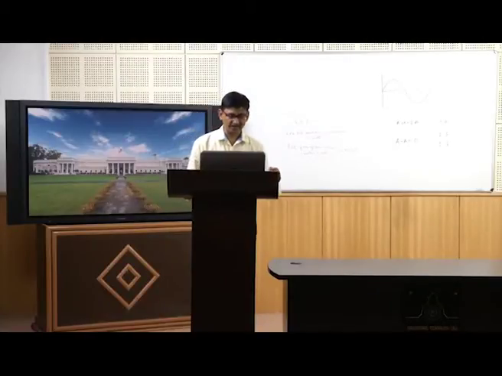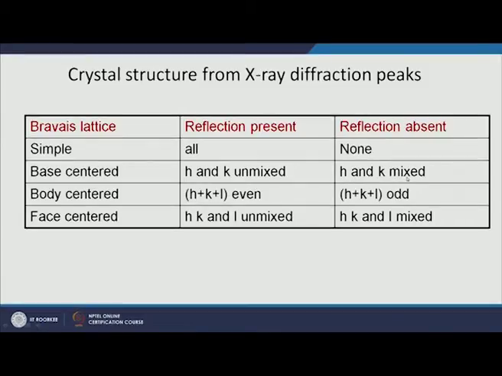So, in case of base centered, if H and K are unmixed, you will have reflection, that means you will get a diffraction peak. If H and K are mixed, that means one is even and the other is odd, then there will not be any reflection. If we come to body centered, if H plus K plus L is even, then you will have reflection. If H plus K plus L is odd, then the reflection will be absent. In case of face centered, if H, K and L are unmixed, again all have to be even or all have to be odd.